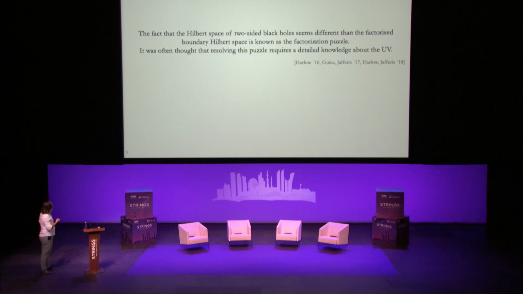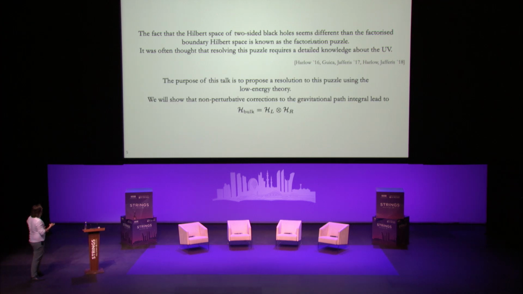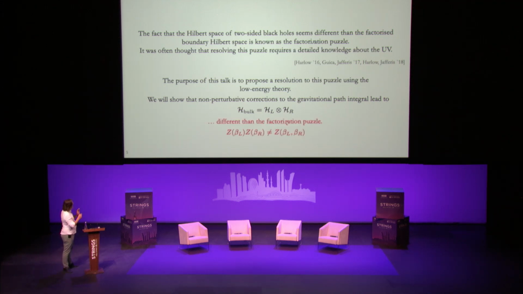Good. And it was often thought that resolving this puzzle requires a detailed knowledge about the UV completion of the quantum gravity theory that we're discussing. But in this talk, I'll actually propose a resolution to this puzzle using simply the tools of low-energy effective field theory. Namely, I'll show that non-perturbative effects are what resolve this puzzle. Namely, we will prove that H bulk is indeed equal to H left tensor H right after taking into account these non-perturbative effects.